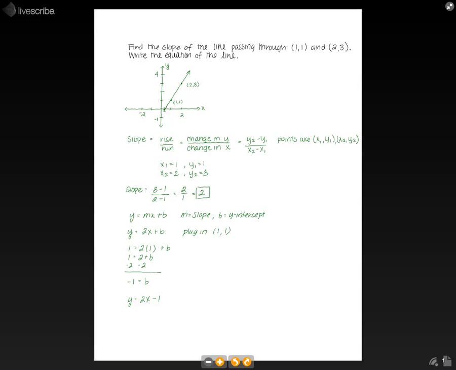So we know that this graph is going to intersect the y-axis at negative 1. So we can see that that's probably true. If we continued on our graph right here, like this dotted line, we can see that it intersects the y-axis at approximately negative 1. So that makes sense. And the equation for our line is y equals 2x minus 1.